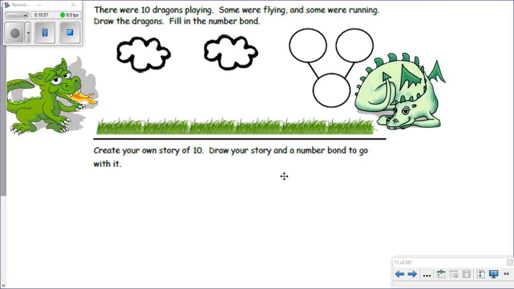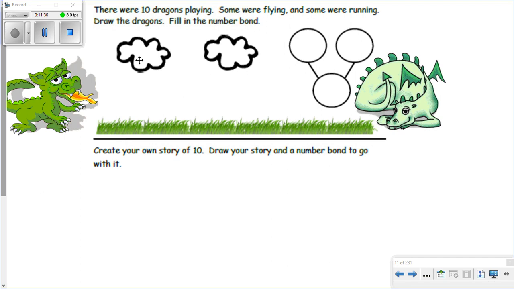Here are the 2 activities you'll need to work on. Let's take a look at this story. There were 10 dragons playing. Some were flying and some were running. Draw the dragons and fill in the number bond. So I have some little dragons right here. Don't worry if you think you're not so good at making dragons. Dragons are imaginary, so you can decide however you might want them to look. What you do need to do is make sure that you have 10 dragons in total. You decide how many are going to be flying and then how many are running.